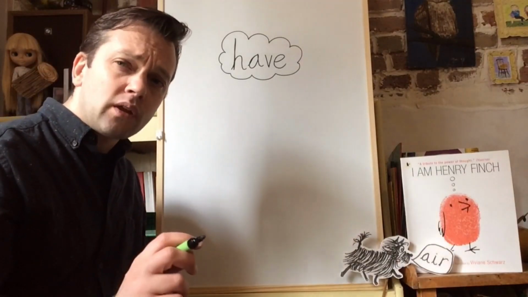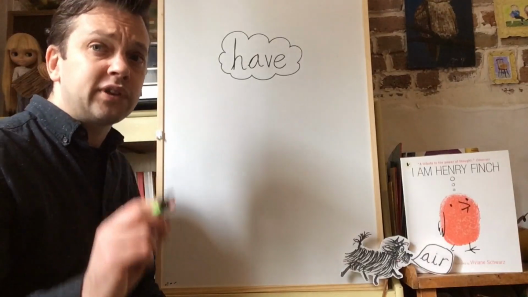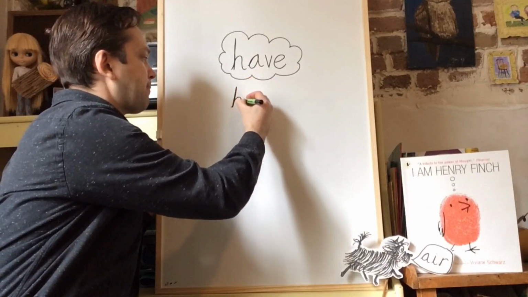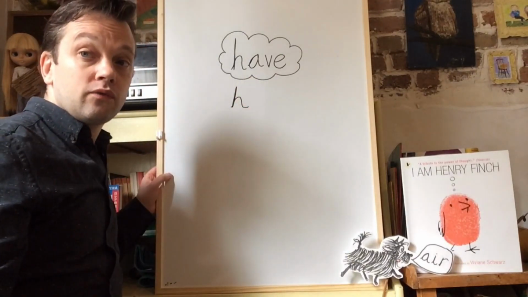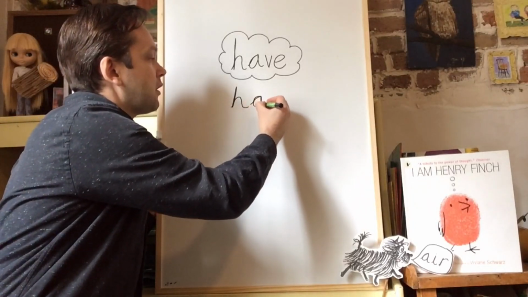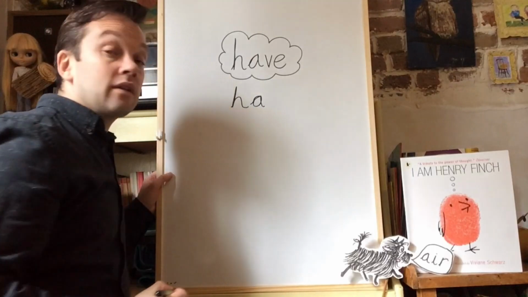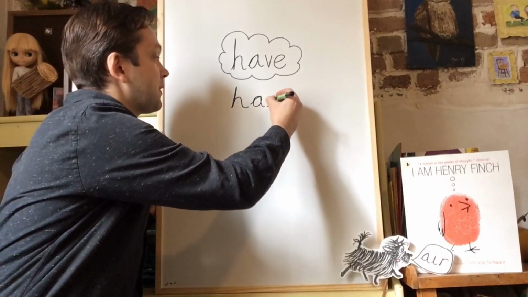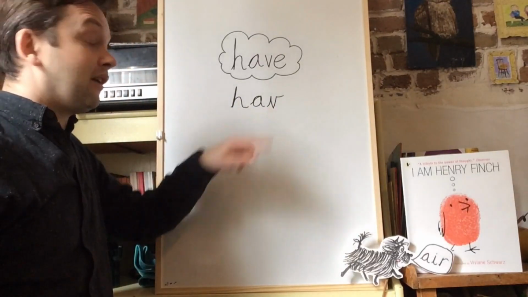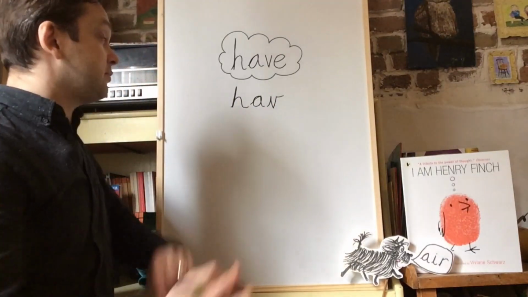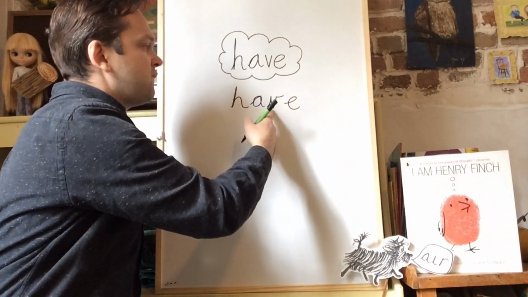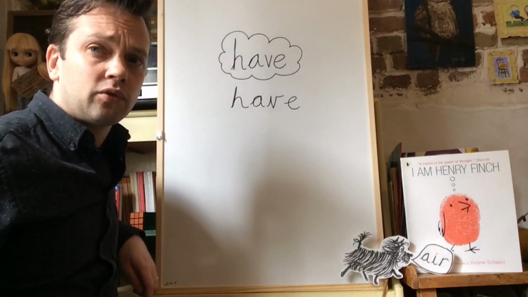Have. Now, we'll write have together first. The letter H. Very good. Then it's the letter A. Then the letter V. But that's not right, is it? There's another letter on the end. The letter E. And this one doesn't make any sound.